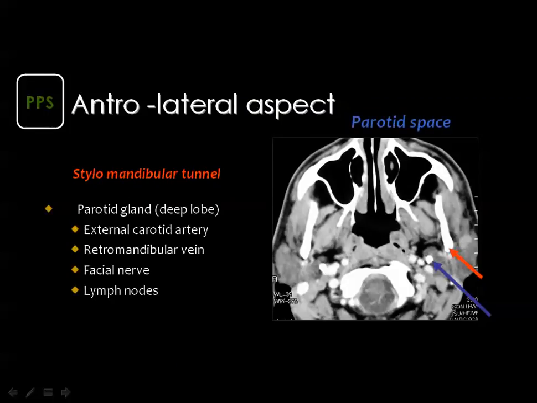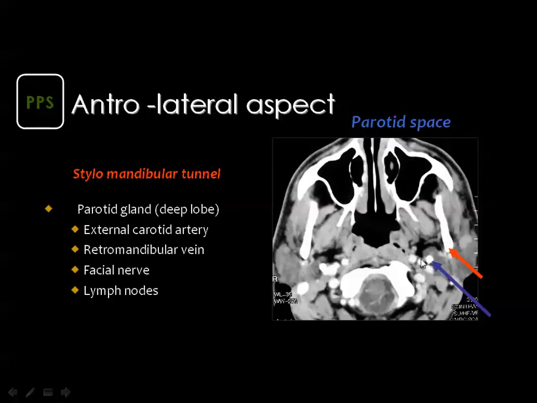Then we come to the parotid space. This is the ramus of the mandible, and the blue arrow points to the styloid process. The styloid process divides the space between the ramus of the mandible and the cervical spine into two compartments. This compartment is known as the stylomandibular tunnel, and this compartment is known as the retrostyloid space. The stylomandibular tunnel is the space between the ramus of the mandible and the styloid process.